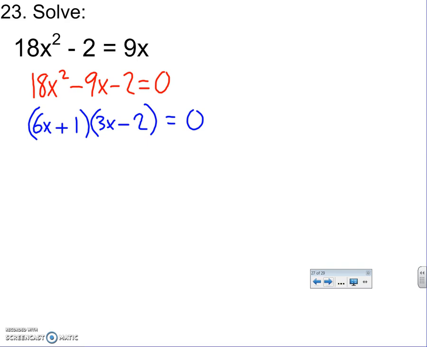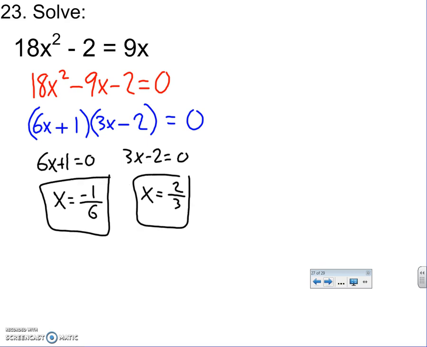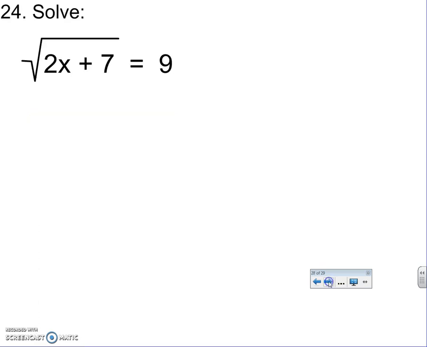I check the multiplication for the L. Positive times negative is negative, we're good. Fully factored. Now I'm going to solve. I set both equal to 0. To solve the first one, I'm going to subtract 1, then divide by 6. Second one, I'm going to add 2, then divide by 3. And that's it. You can plug and check, but it'll make the equation true.